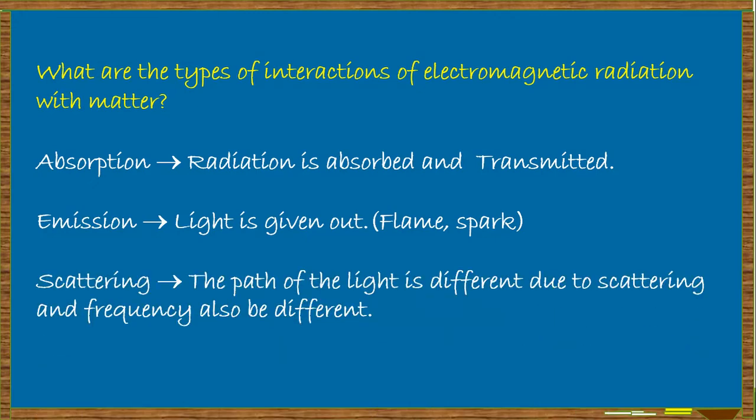The next one is scattering. In the scattering of electromagnetic radiation, the path of the light is different due to scattering and the frequency is also different. This scattering is very useful in Raman spectroscopy. Raman spectroscopy is based on scattering.